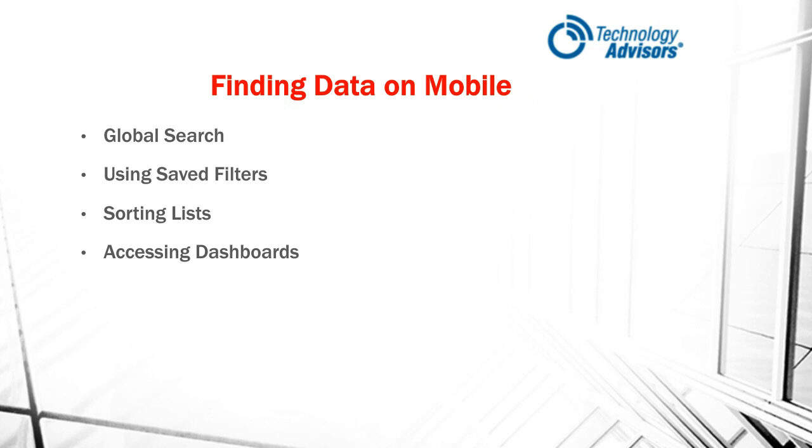So Justin has walked you through some of the basic actions you can take in the app. He stole my thunder a little bit on some of these next topics like he likes to do, but that's okay. I'm going to talk a little bit about some different ways you can find data on mobile, including how to use global search, saved filters, sorting lists, and accessing dashboards. So I'm going to go ahead and pull up my screen share here as well.